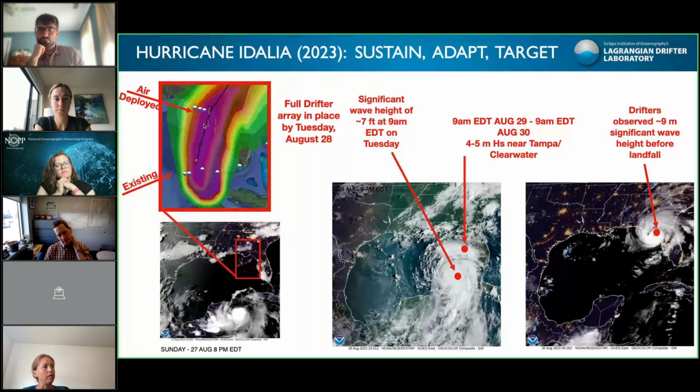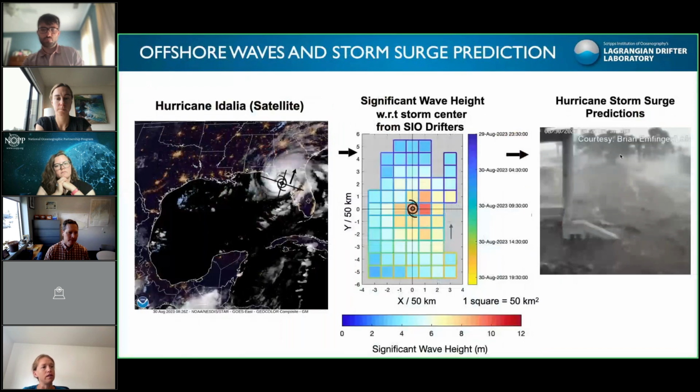We had some deployed by VXS1 from NRL and then Timberview. And you can see as it's coming over, we measured wave heights, actually not 7 feet, 7 meters, 4 to 5 meters near Tampa Clearwater, and then about 9 meters just before landfall. So you can see this is a map again of the significant wave height with respect to storm center. It was different than Ian. The waves weren't as strong. We had much more energy on the right side. Probably a lot of that is water getting pushed forward.